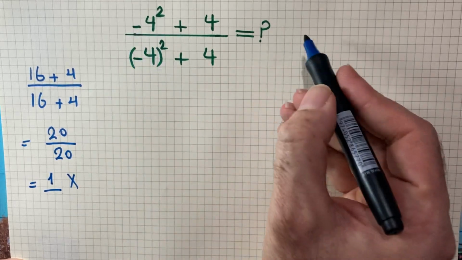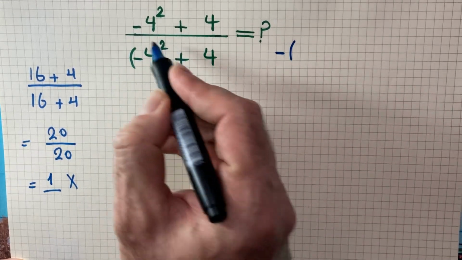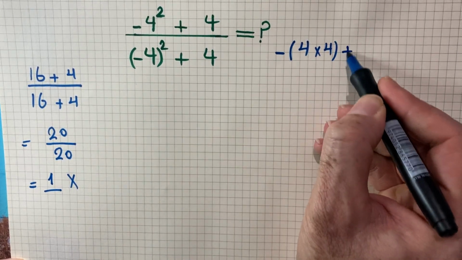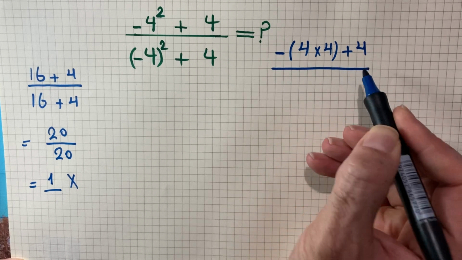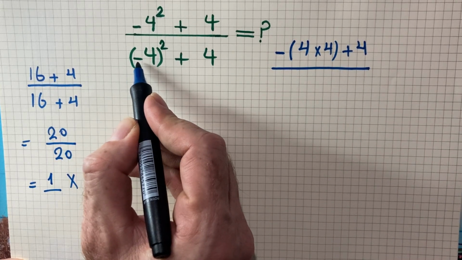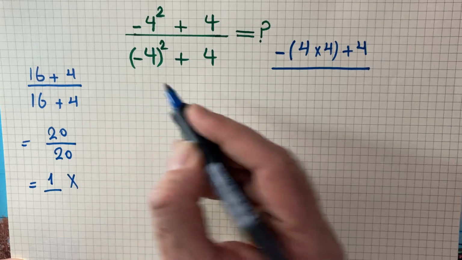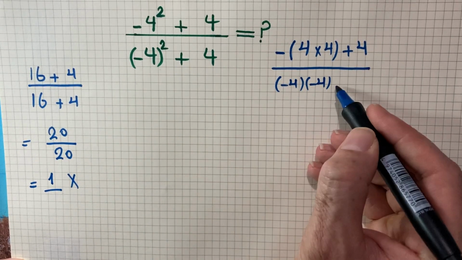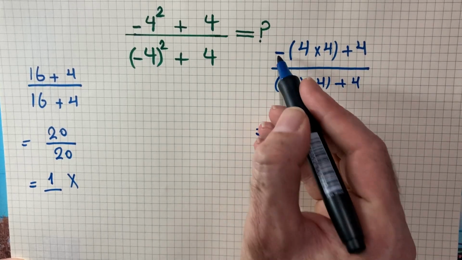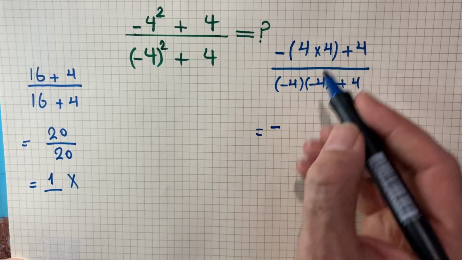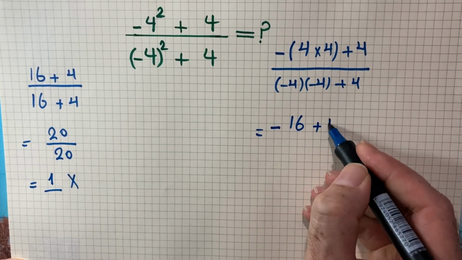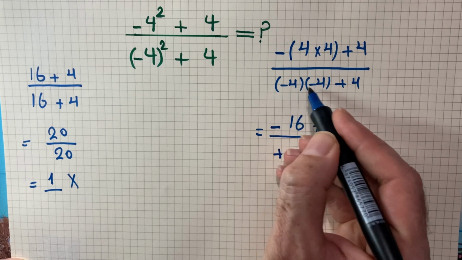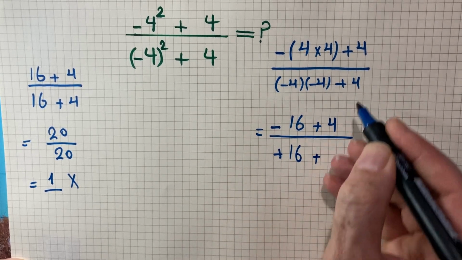So it is going to be, let me write it here, (-4)², 4 times 4, plus this 4, over. In this case, the negative is a part of the deal, so it is going to be -4 times -4 plus this 4. Okay, then, I write it here, 4 times 4, 16, plus this 4 on top. On the bottom, negative times negative, positive. 4 times 4, 16, plus this 4.